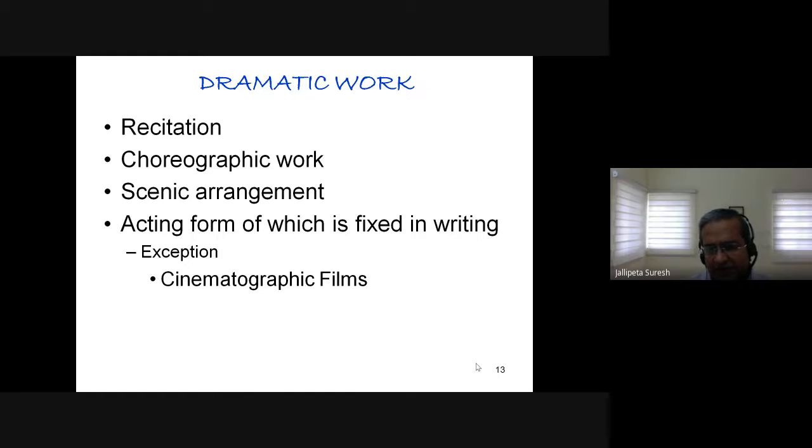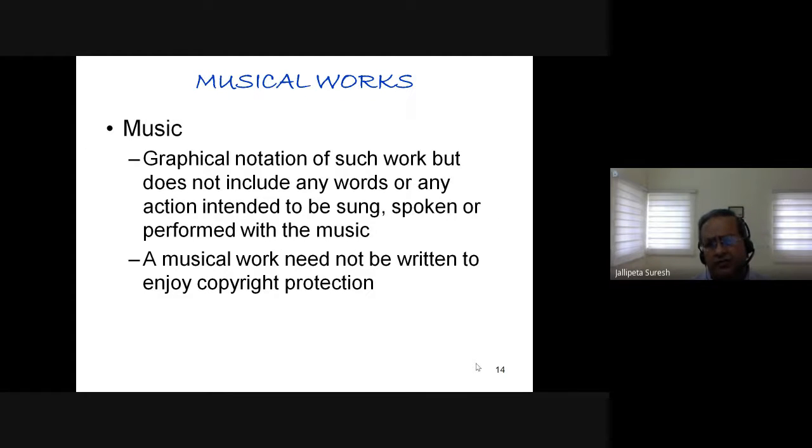However, there is an exception to dramatic work, that is cinematographic films. Cinematographic films are not considered dramatic work because they per se are considered a separate form of work. That's the reason why they don't fall under dramatic work. Now, if you look at musical works, generally the graphical notation of such work without including any words is considered musical work.